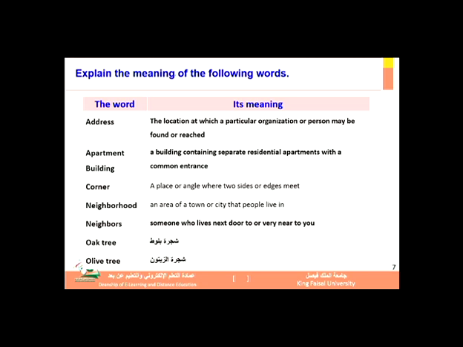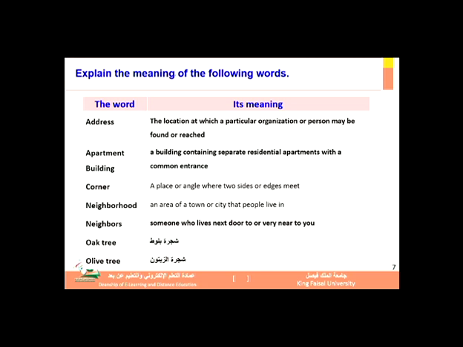Address is the location at which a particular organization or a particular person may be found or reached. So basically, address is where you live. When it comes to an individual person, my address, for example, is Saudi Arabia, Al-Hassa, King Faisal University. So I have identified the location, the place where people can find me, where people can send me emails or letters, and so on and so forth.